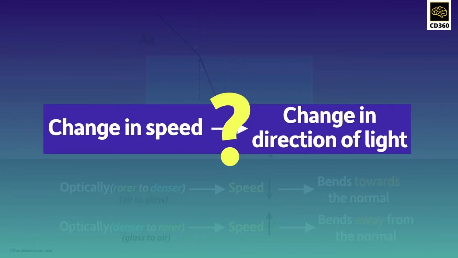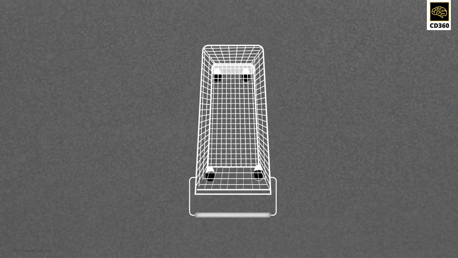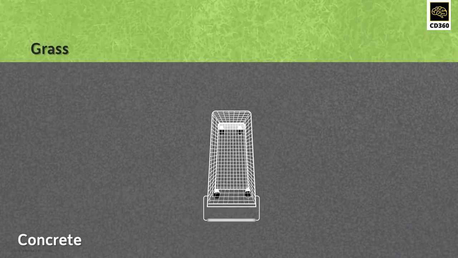I did mention in my previous video that we will understand this with the help of an analogy. For the next few minutes, just forget everything I told you about anything related to light and just concentrate on what I'm about to show you. Here's a shopping cart which has rotating wheels. Say I want to move this shopping cart from the road to the grass.